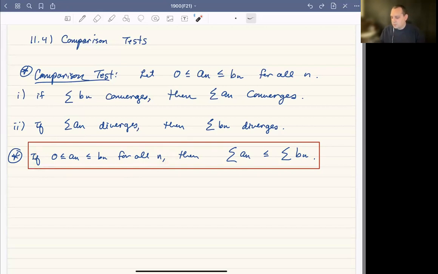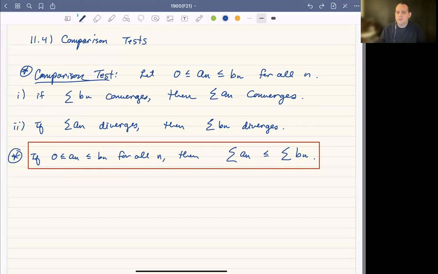Then the sum of the terms A sub n is less than or equal to the sum of the terms B sub n. That's really what the comparison test says. And you can interpret this one of two ways. If this series is 5, then the series has to be less than or equal to 5. And if the left series, the sum of A sub n, the sum of the smaller terms, is infinite, then this is bigger and therefore also infinite. So that's how we interpret this inequality with the comparison test.